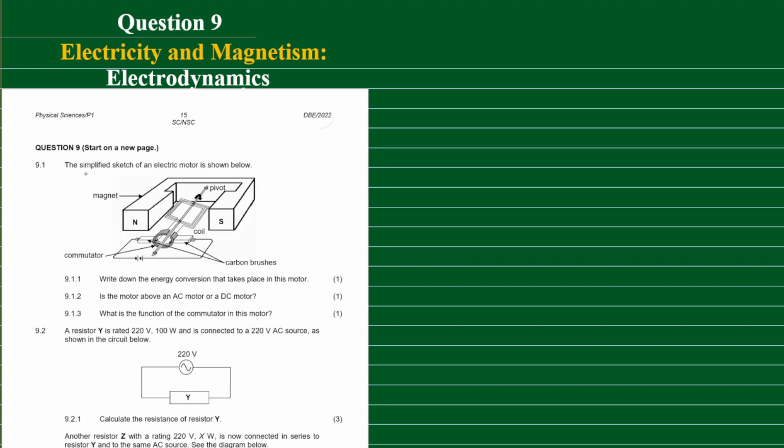It says here that the simplified sketch of an electric motor is shown below. So we are given the sketch over here. Write down the energy conversion that takes place in this motor. So this is an electric motor. We are answering 9.1.1. We know that an electric motor converts electrical energy to mechanical energy.